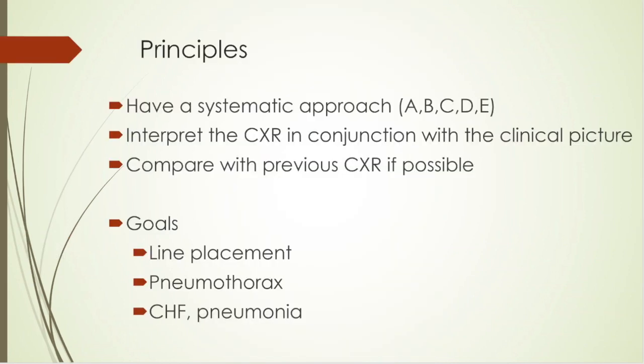So, the basic principles of reading a chest x-ray, you need to have a systematic approach. And the one I use is just ABCDE, where A, you're looking at the airways, B, you're looking at the bones, C, looking at the cardiac silhouette, D, checking your diaphragms, E is everything else. And we'll go over this probably ad nauseam during the lecture.